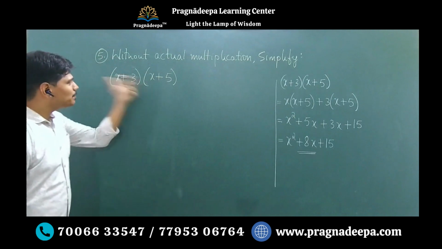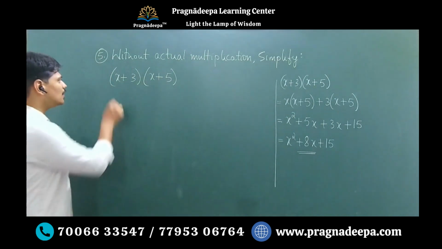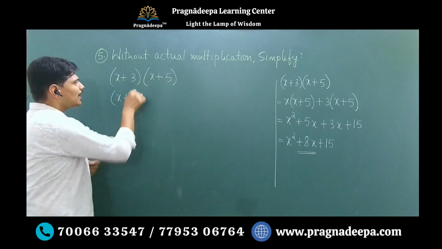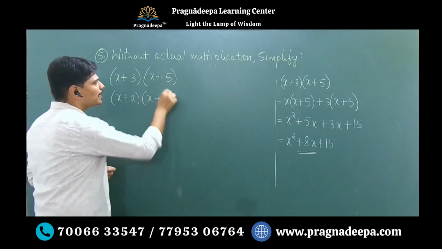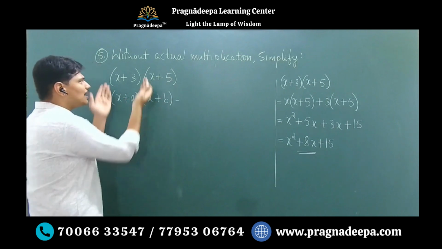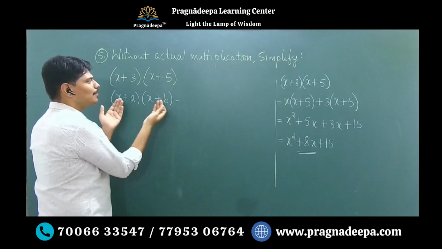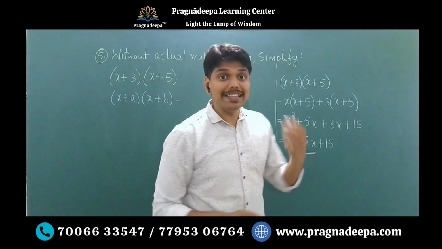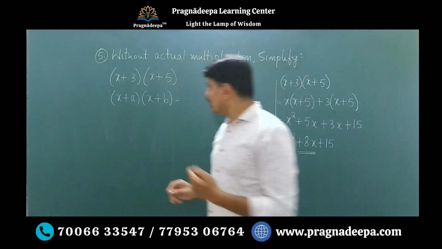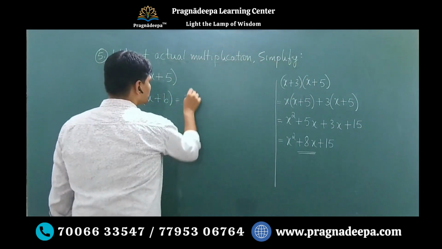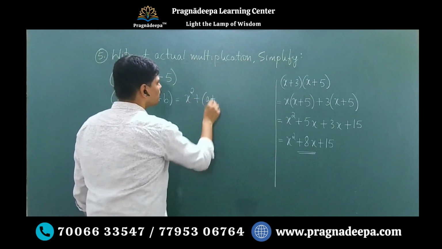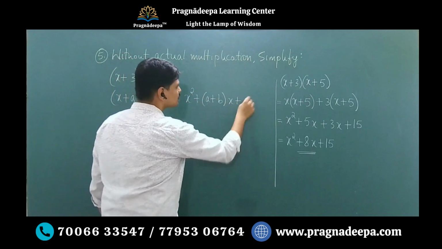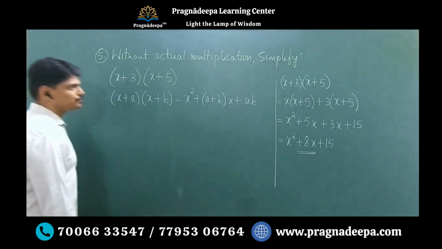Anyway, let us compare this with the formula that we have learned. What is that? x plus a into x plus b. Here x is in the x position, a is 3, b is 5. It's quite easy and natural to understand. I can easily use the formula x plus a into x plus b. So what happens? x squared plus a plus b x plus ab is to be written.